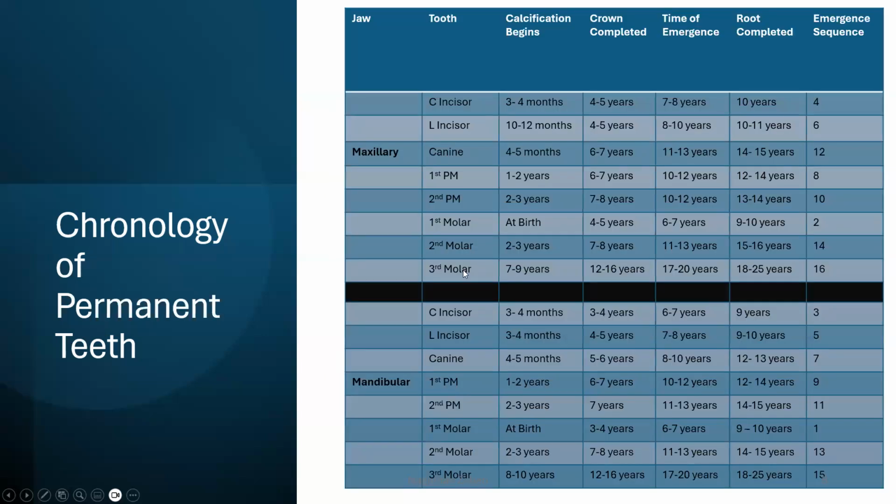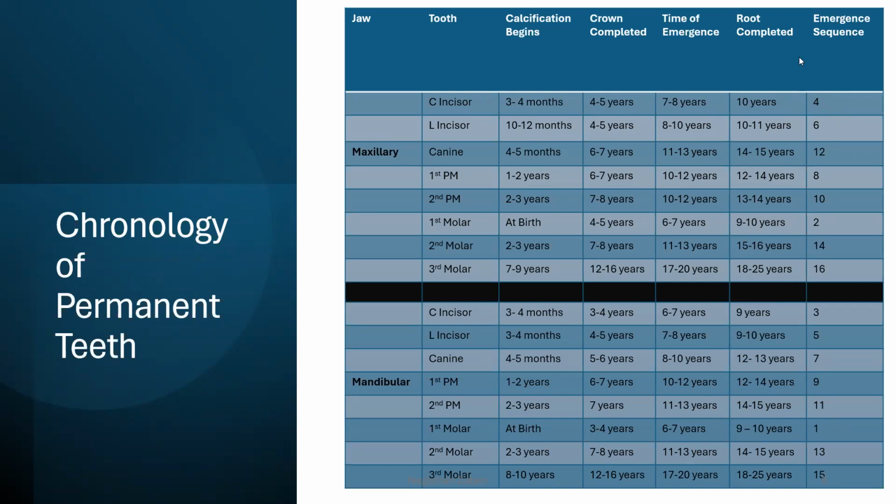Here we can see the chronology of the permanent teeth: the jaw, maxillary and mandibular, and then the teeth. Central incisor: calcification begins 3 to 4 months after birth. Crown completed is 4 to 5 years. Time of emergence is 7 to 8 years. Root completed is 10 years, and in the emergence sequence it is the fourth tooth which comes out in the oral cavity.